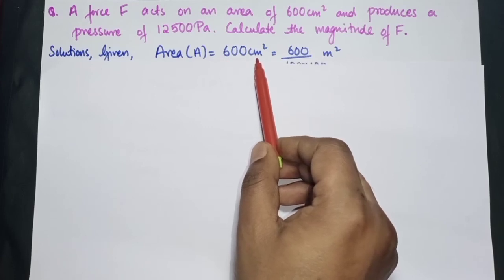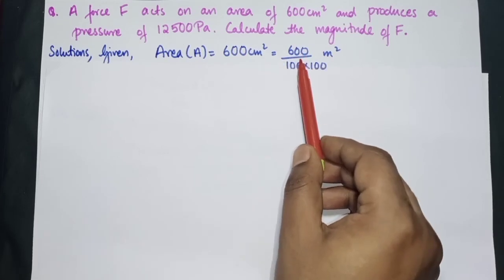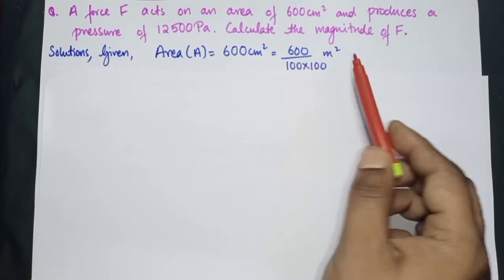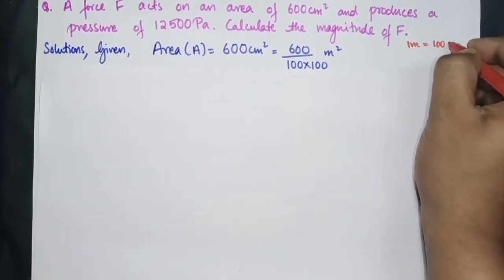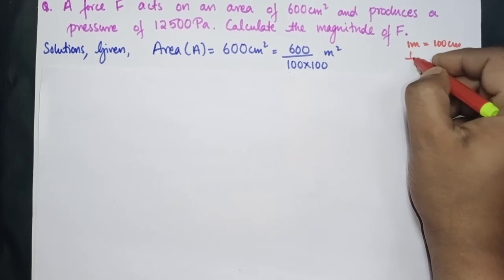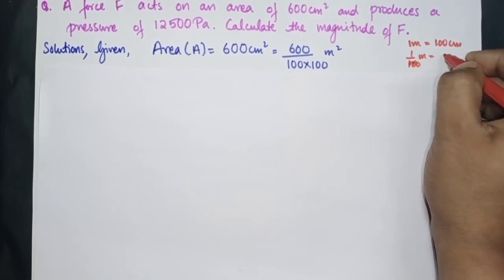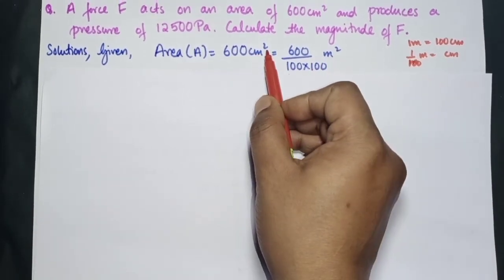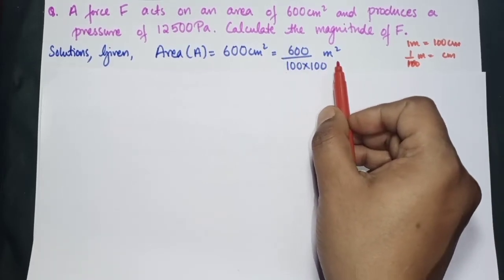Since it's in Pascal, that means we have to change to SI unit. To change to SI unit, as I have already shown you, we have to divide by 200. Why this? Because 1 meter equals 100 centimeter, so 1 upon 100 meter equals 1 centimeter. We have centimeter square, 2 centimeters are there, that means we have to divide by 200. Okay, so I got this.